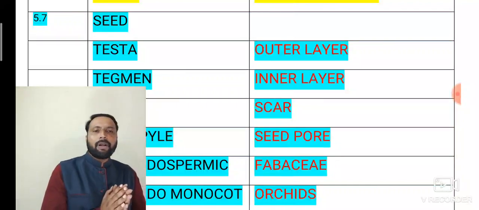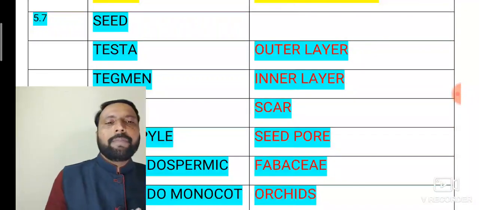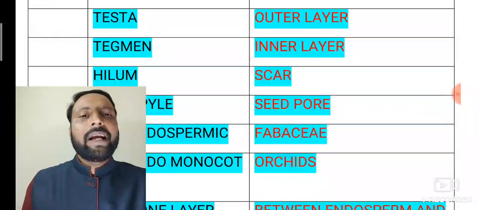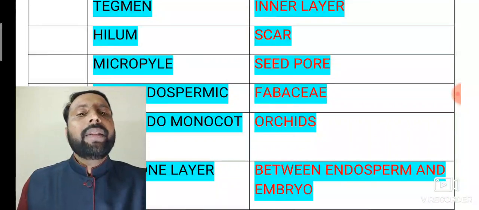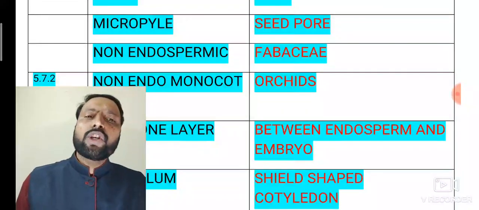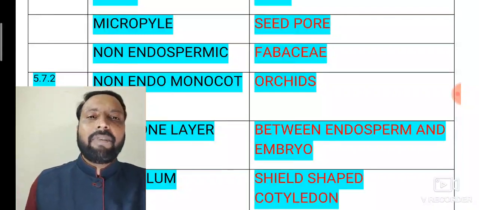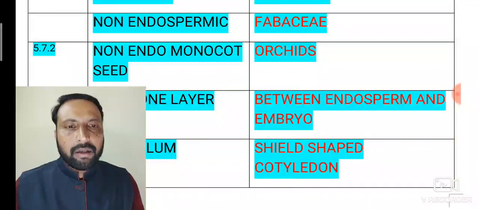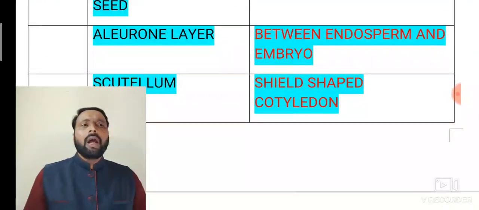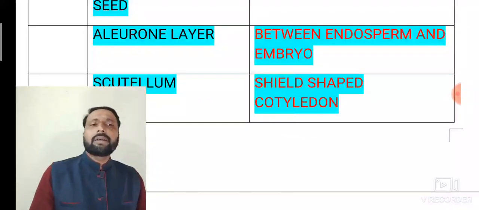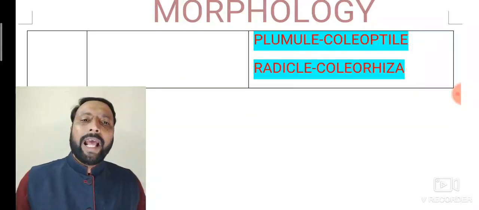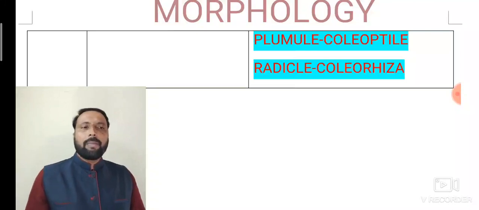When you go to the seed point of view, in the ovule, the outer layer, testa, develops into the outer layer of the seed. Here, the inner layer is called tegmen. The scar on the ovule develops into hilum. Then micropyle, the apical part of the ovule, develops into the seed pore. Non-endospermic dicot seeds, example: Fabaceae. Generally monocots are endospermic, but non-endospermic monocots, example: orchids. Aleurone layer can be seen between endosperm and embryo, and what is called scutellum is the shield-shaped cotyledon. Especially, in the monocot, the plumule is covered by coleoptile and the radicle is covered by coleorhiza.